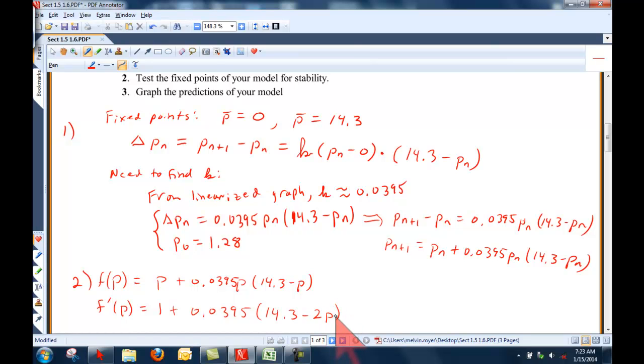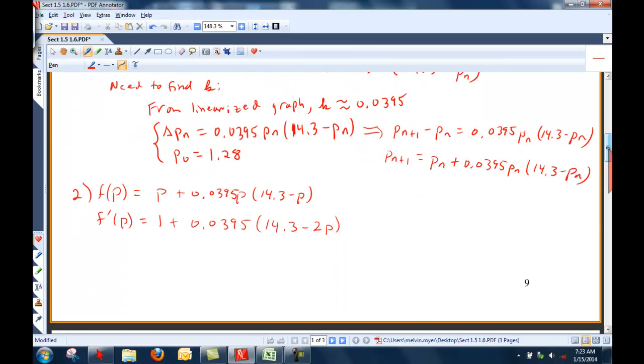The next thing to evaluate the stability of the fixed point 0 is to plug in p equals 0. And we would get 1 plus 0.0395 times 14.3. And I don't care what the number is. Remember only whether it's greater than 1 or less than 1, this is clearly greater. And that tells me that p bar equals 0 is unstable.